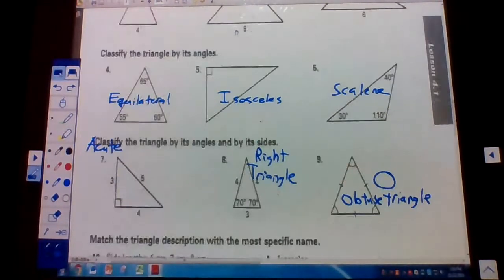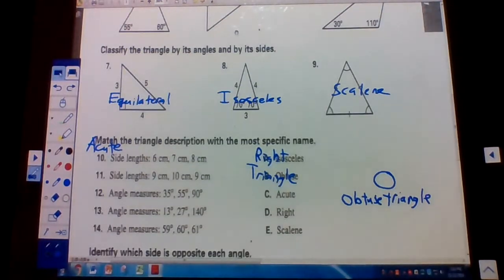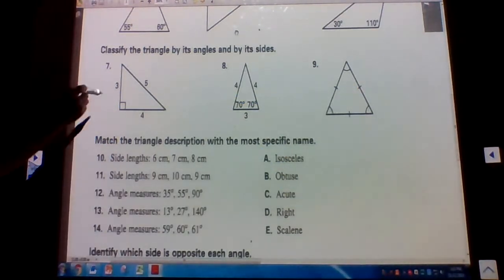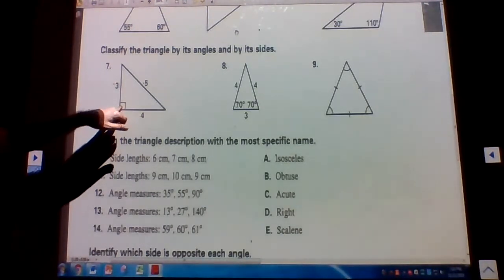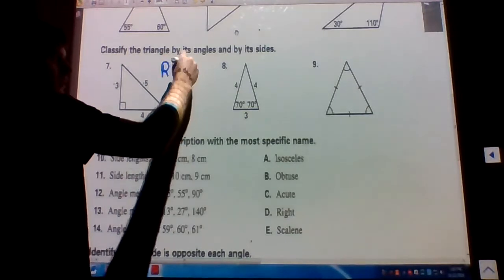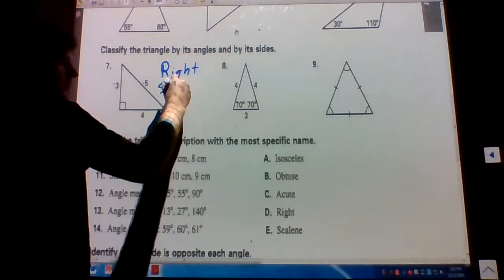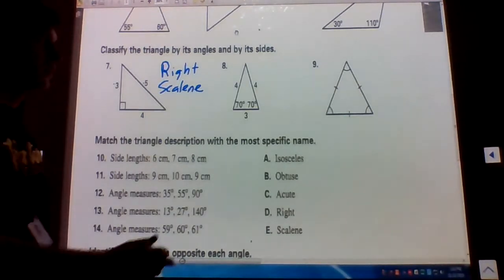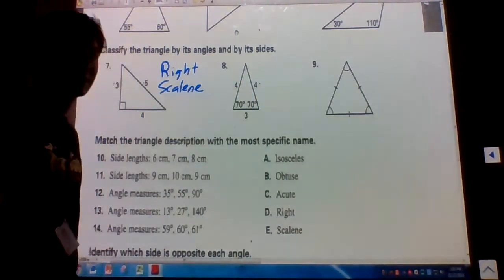Okay, 7 through 9 want us to classify by sides and angles. Okay, so we have 3, 4, and 5, so those sides are different, so it's scalene. And we have a right angle, so it's a right triangle. So this is going to be a right scalene triangle, or scalene right. Here we have two sides that are the same. Okay, so it's isosceles.